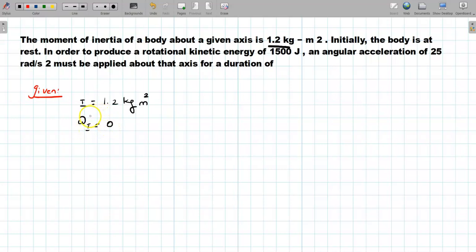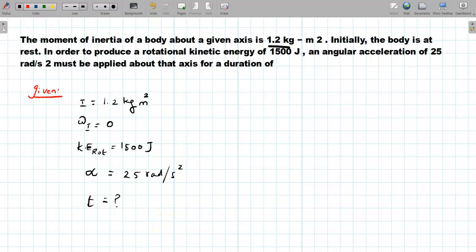In order to produce rotational kinetic energy of 1500 joules, an angular acceleration of 25 radian per second square be applied about that axis for a duration of, so the duration we have to find.